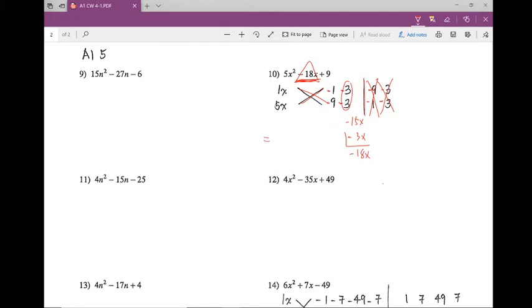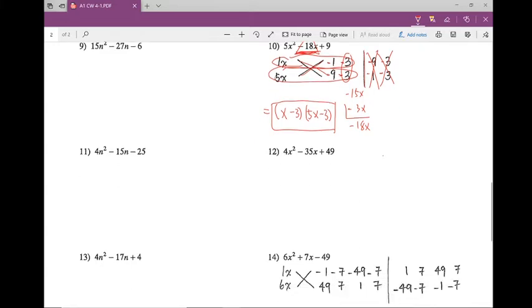So when I write my answer, again, you're writing across. So the first factor is x minus 3. Second factor is going to be 5x minus 3. And we're done. Now, you've already had practice on these 2 types of questions before.